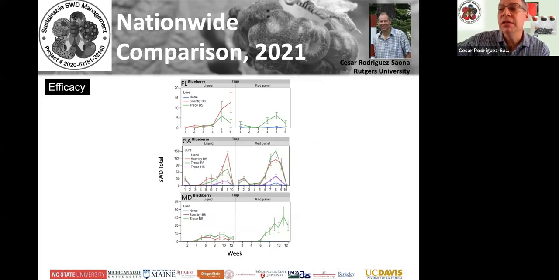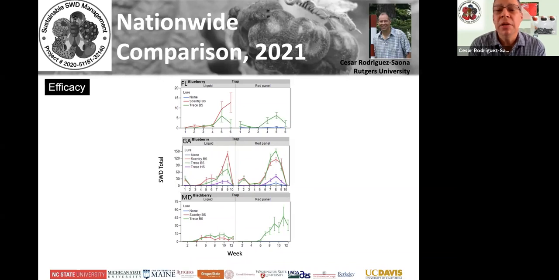So on the left of these graphs, we show the results from the liquid traps, and on the right, we show the results from the red panel traps. In red are the data from the Sentry lures, and in green and purple are the results from the 2 formulations of the Trece lure.